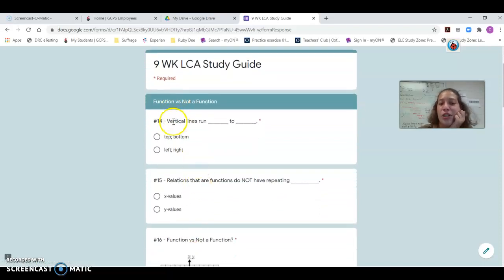So this word vertical, please put it in your notes. There's not going to be a question that asks, what is a vertical line, but it is important for you to know. Vertical means up and down. This would be good to put in your notes right here.